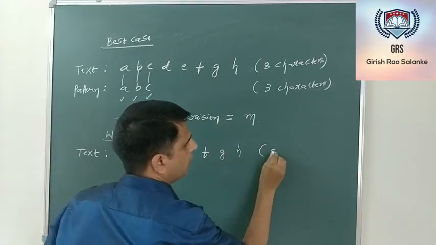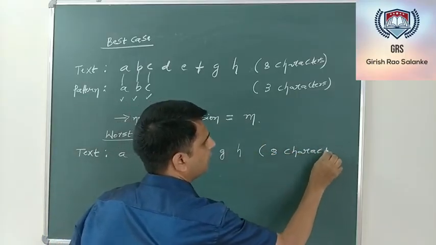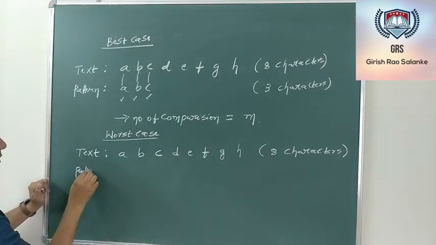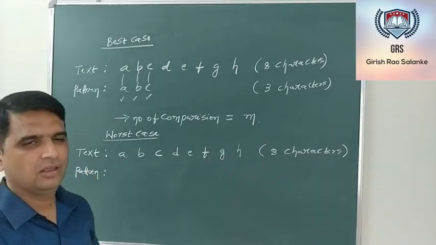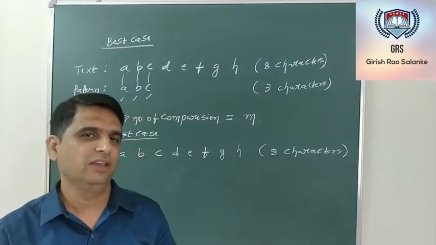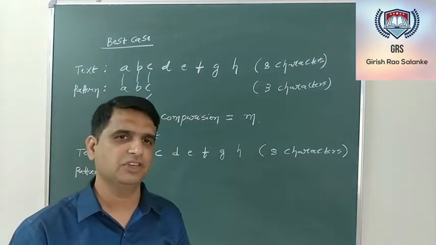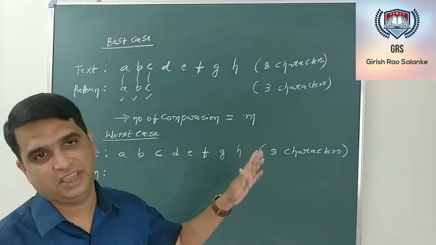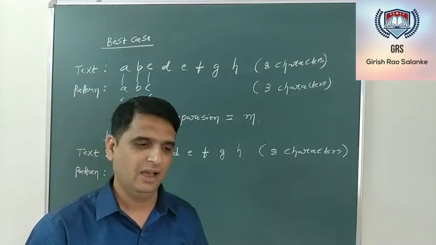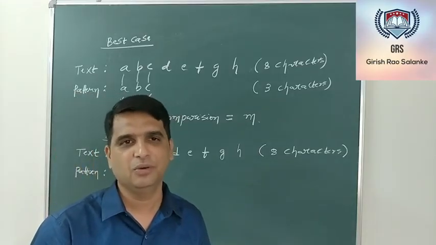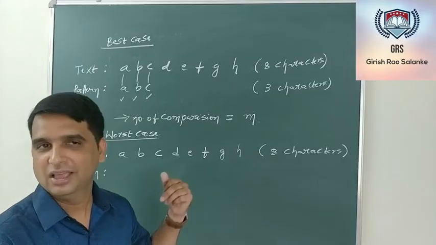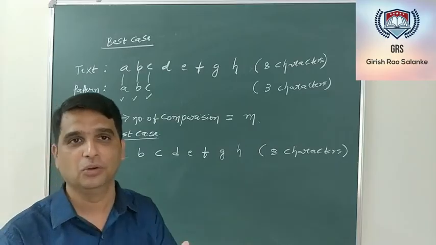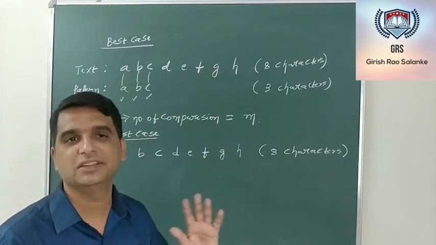So here the number of characters is 8, and let me take my pattern. Most of the people get confused. If I say the best case scenario of the naive string matching algorithm is if the pattern is there in the beginning of the text, then it would be the best case. So obviously the other case would be if the pattern is there at the end of the text, that would be the worst case scenario. But actually it is not so. Let me analyze why it is not so.